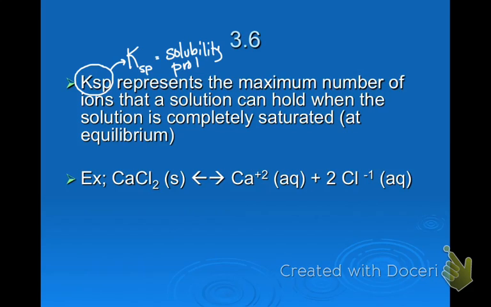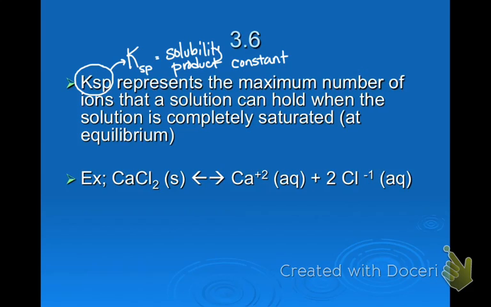While you guys are writing this, I am also going to circle this KSP right here and tell you that it's written like KEQ, with a big K and a subscript SP. That's called the solubility product constant. Solubility product constant is the name for KSP. So you see the SP for solubility product. And that is going to be the maximum number of ions that a solution can hold when the solution is completely saturated or at equilibrium.